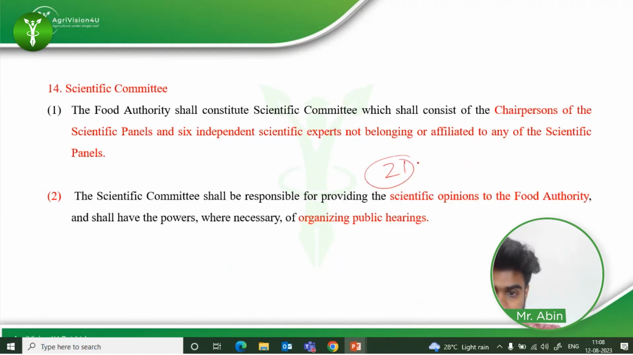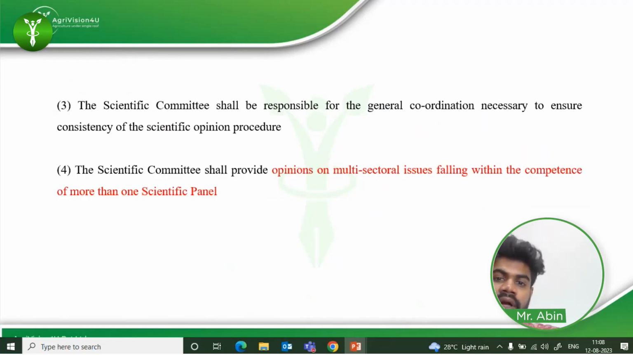So the chairperson of each of these scientific panels plus 6 independent members not belonging to any of the scientific panels. So there will be 27 members. The scientific committee shall be responsible for providing scientific opinions to the Food Authority and shall have the powers, where necessary, of organizing public hearings. It is responsible for general coordination necessary to ensure consistency of scientific opinion procedure and shall provide opinions on multi-sectoral issues falling within the competence of more than one scientific panel.